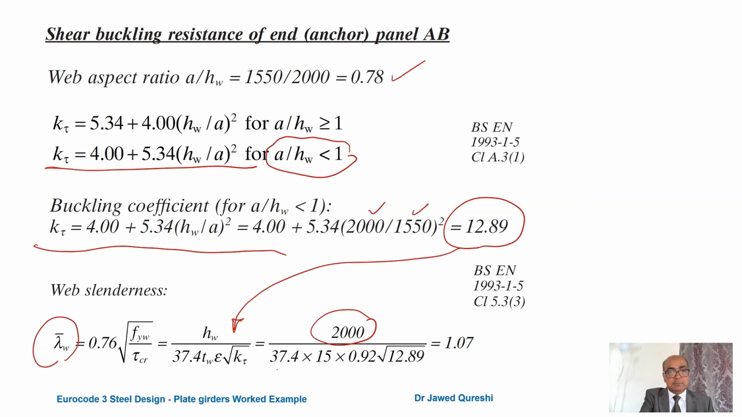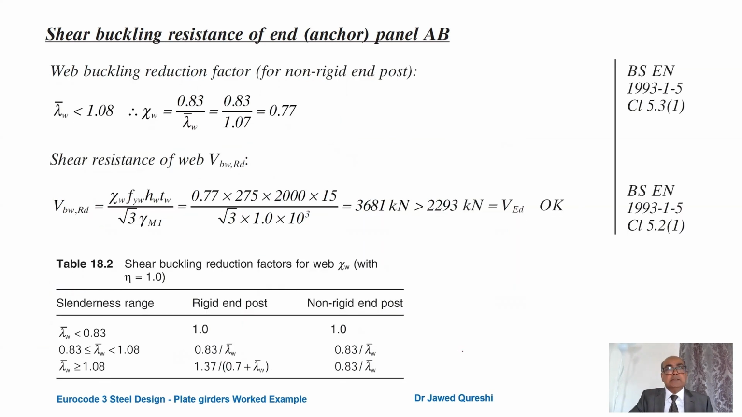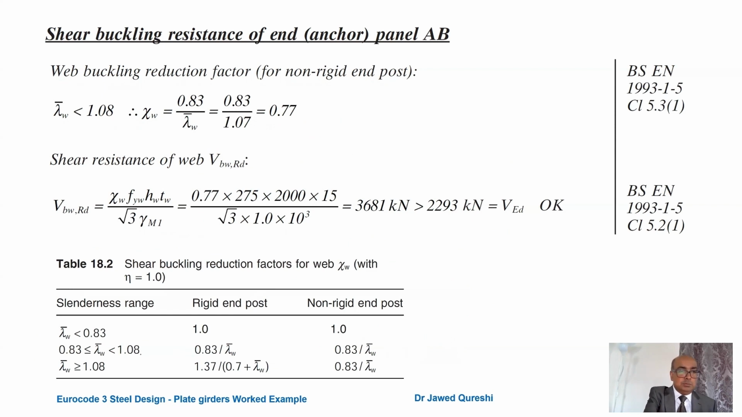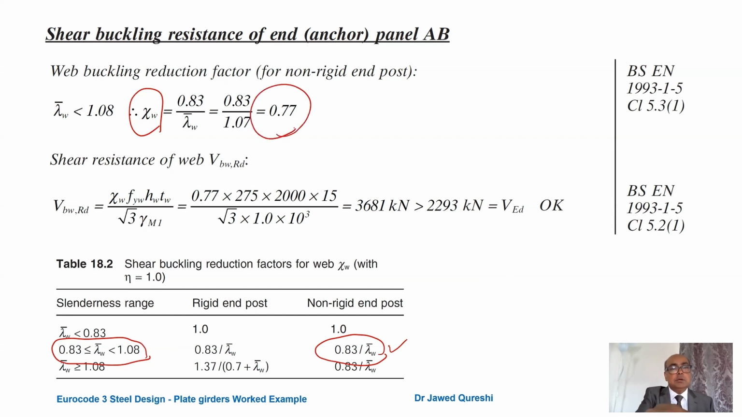So 2000 divided by 37.4, TW is the thickness of web 15, epsilon is under root 235 over Fy, which we worked out as 0.92. Under root K tau is the value which we figured out a little earlier. This gives us 1.07 for lambda dash W. As lambda dash W is 1.07, which falls between these two values, 0.83 and 1.08, and our assumption was a non-rigid end post, for the reduction factor we will be using the second row and this formula, 0.83 over lambda dash W. So from here we get chi W as 0.77.